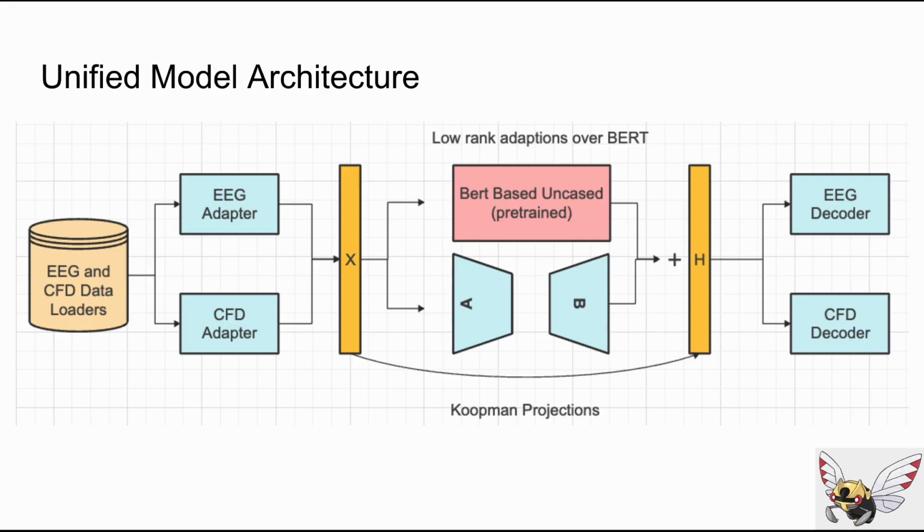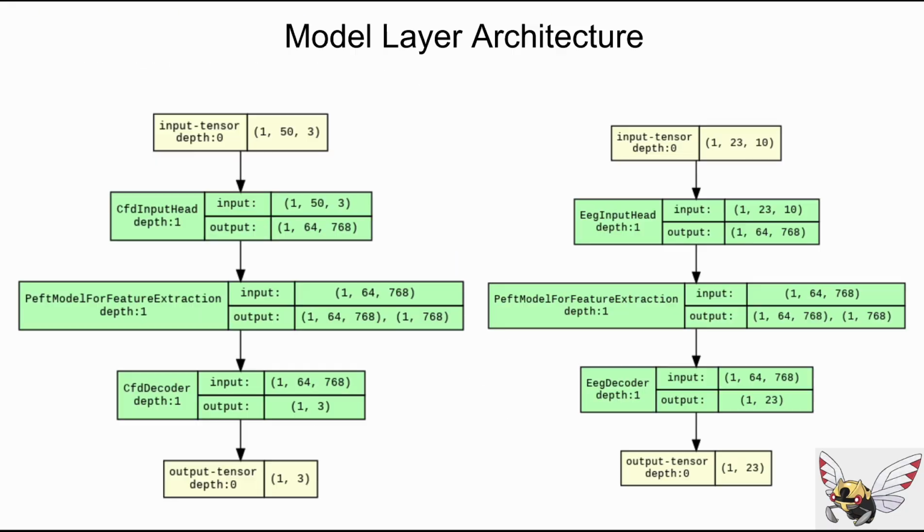And while decoding the data, we again use 2 very different decoders. One is for the EEG and the other for the CFD, which get the spatial dimensions back to the original dataset, so that we are able to use the mean squared error loss to finally train our model overall. If you see the model layer architecture in depth, the CFD data has spatial dimensions of 50 by 3, whereas EEG has 23 channels. So we use these 2 input heads to get the dimensions into 768, which is the vector dimension of the BERT-base model. And then again, the 2 decoders help us get the dimensions back to the original dataset.